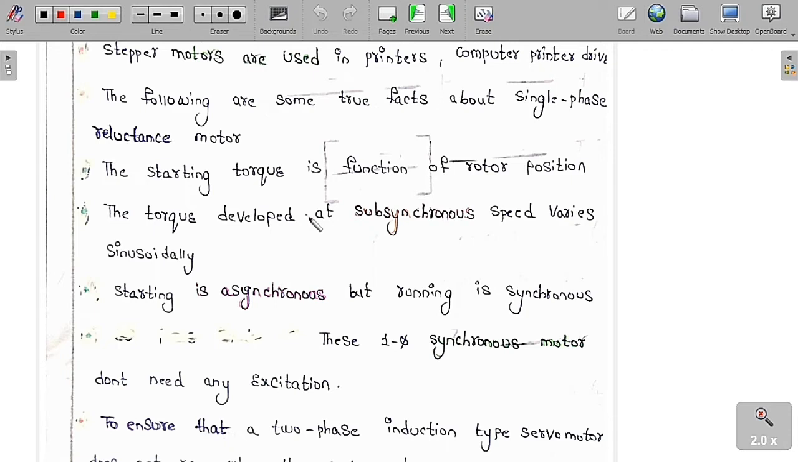So torque developed at the subsynchronous speed varies sinusoidally, because torque is proportional to sine delta, it's a function of sine. Starting is always asynchronous, meaning Ns is not equal to Nr at starting, but running is always Ns equal to Nr, meaning synchronous.